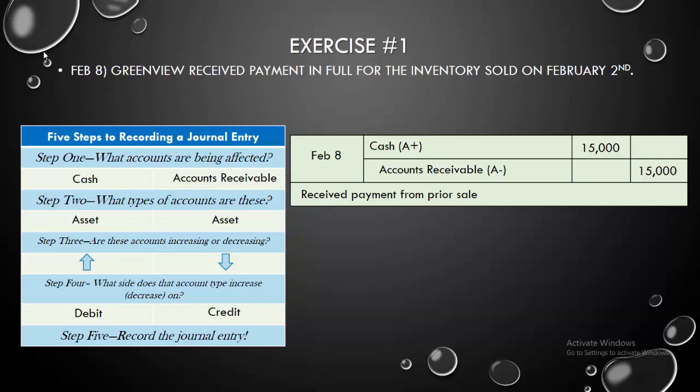The other account being affected is the account that showed how much money people owe to us. They don't owe us anymore, so we can't have that receivable on the books because we're not eligible to receive anything at this point. Their debt has been paid off to us. So we need to decrease the value of our accounts receivable. It's also an asset, and assets, since they go up on the debit side, have to go down on the credit side. So the journal entry for February 8th is going to be a debit to cash and a credit to accounts receivable.